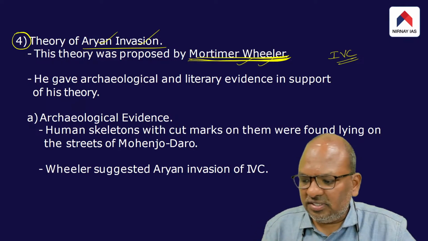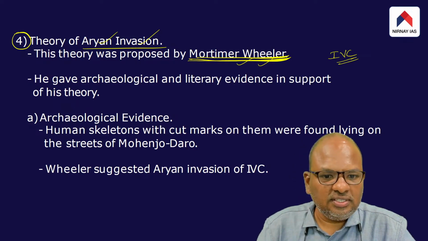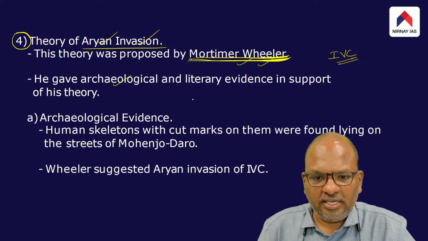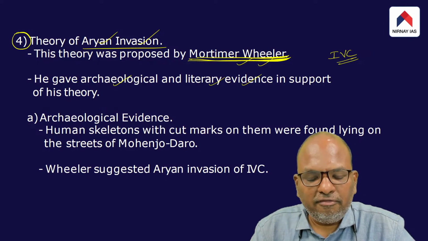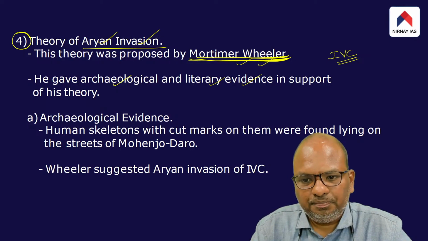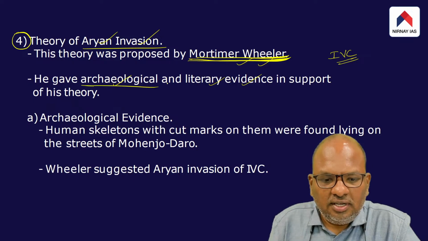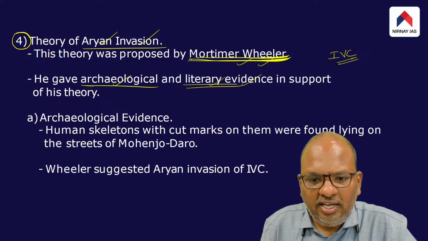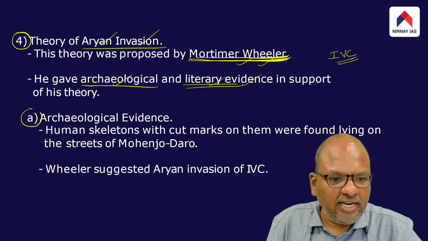And in support of his theory, he presented two evidences. One is the archaeological evidence, the second is the literary evidence. So basically, Wheeler held Aryans responsible for the decline of the Valley civilization. In support of his theory, he presented both archaeological evidence and literary evidence.